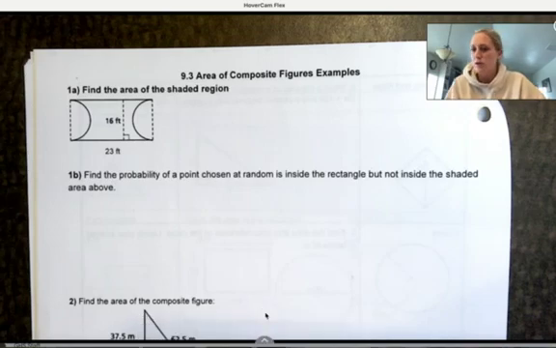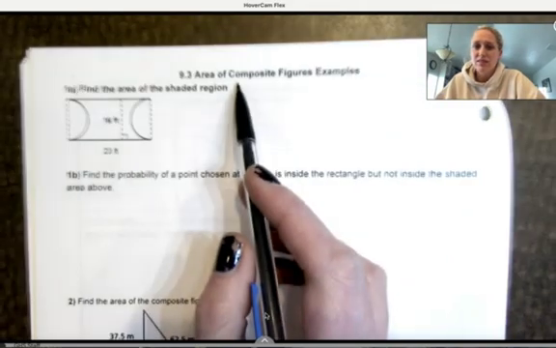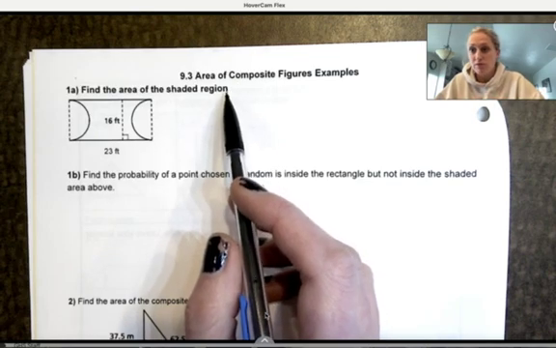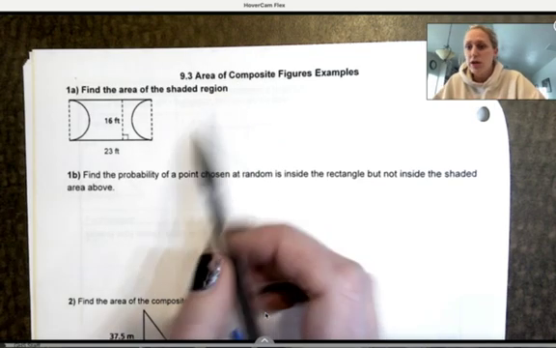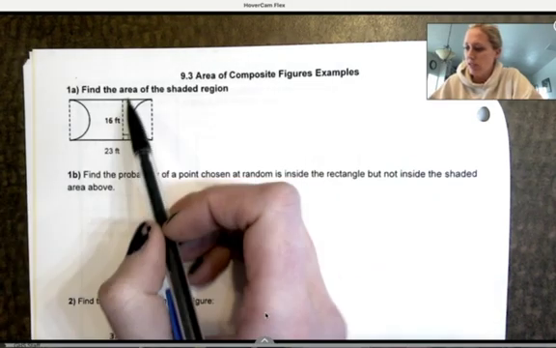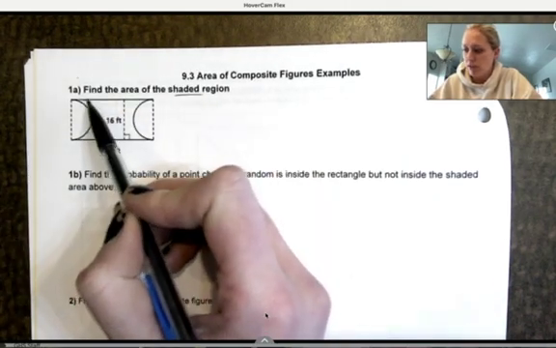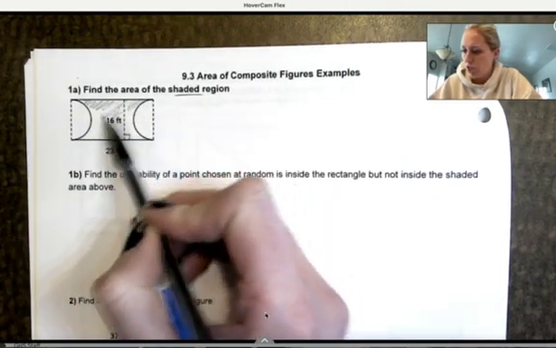In this video, we're going to talk about section 9.3, and we're going to continue finding area, but we're going to find area of what we call composite figures. This just means it's a figure that's composed of more than one shape that we know. So like this picture, also it says shaded. This is the part that's supposed to be shaded, you guys. So if you want to shade that in.